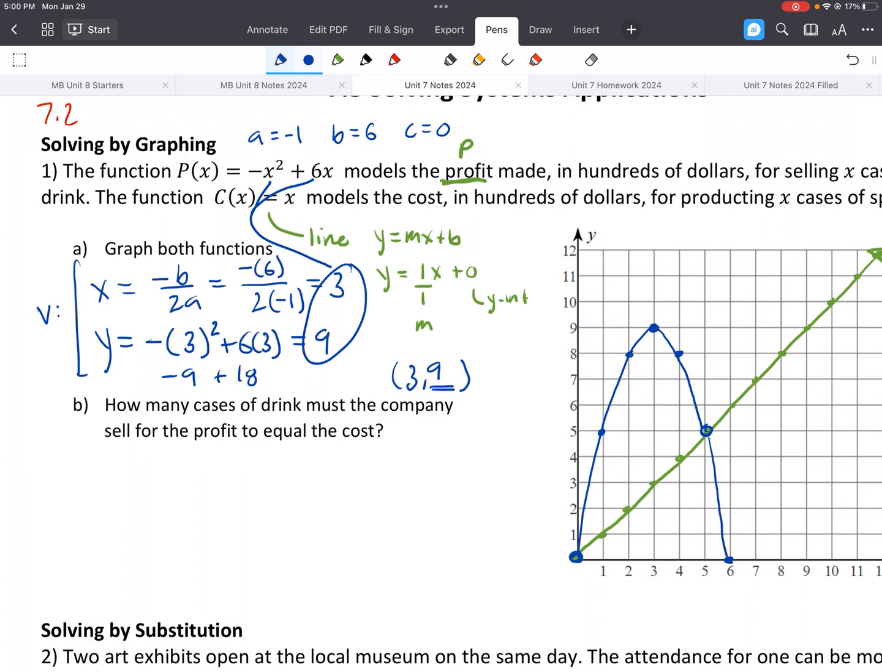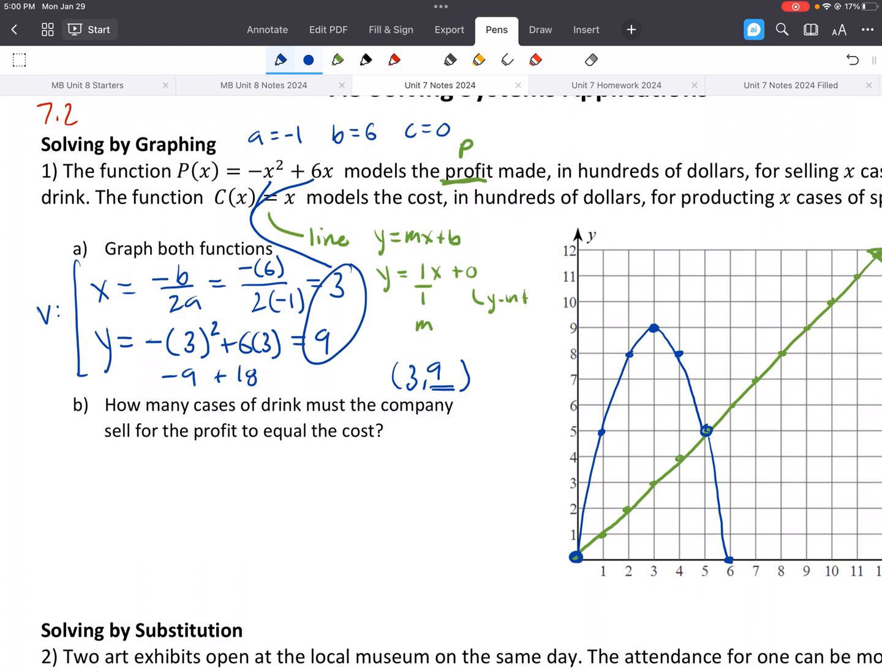And now let's answer the question for B. It says, how many cases of drink must the company sell for the profit to be equal to the cost? Okay, so this has two intersections, so it crosses twice.